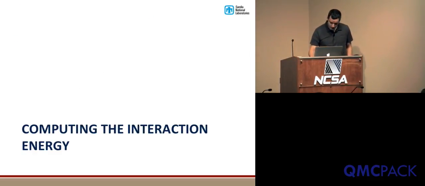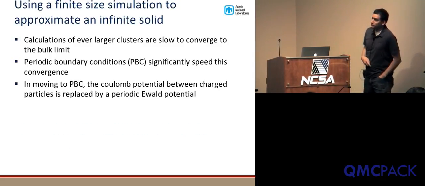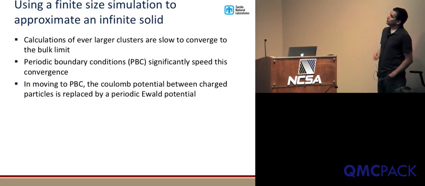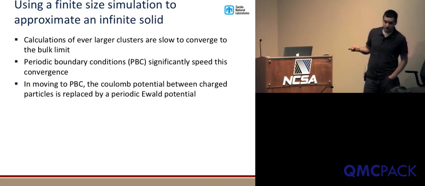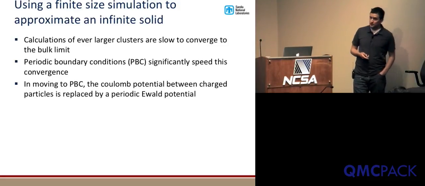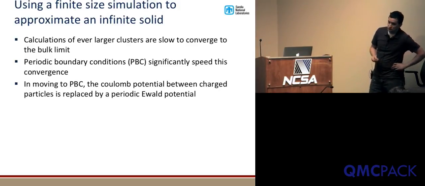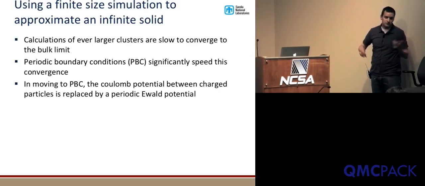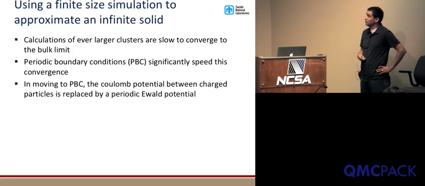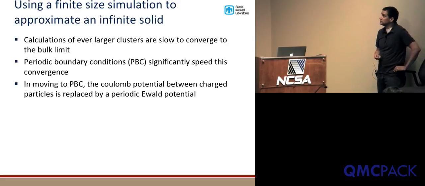So the first is going to be computing the interaction energy. David mentioned this on the first day at least, but we're going to be using a finite size simulation, obviously, and we'd like to get properties of solids in the thermodynamic limit, right? So bulk material. One way you can imagine doing this is just doing calculations of ever larger clusters, but you basically have a hard time getting around surface effects. So what we do is we use periodic boundary conditions to speed up that convergence quite a lot.